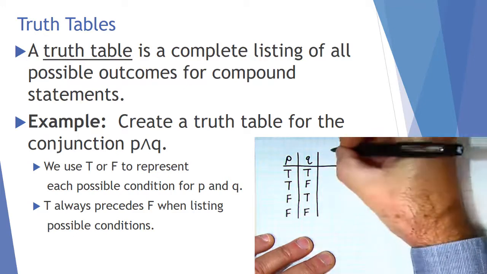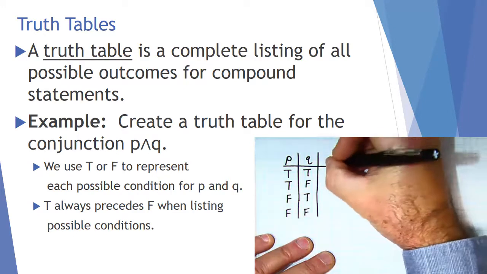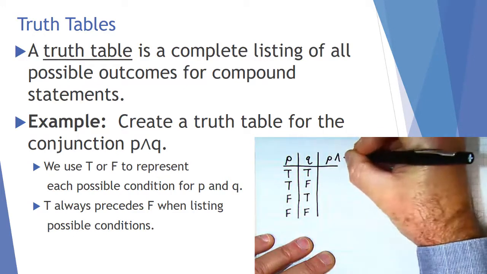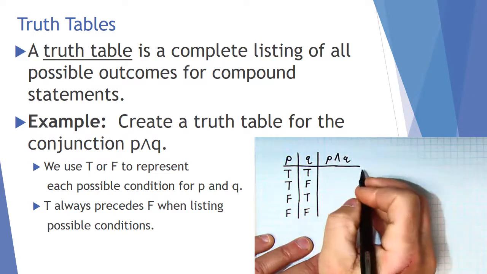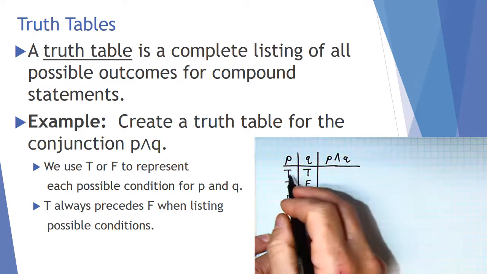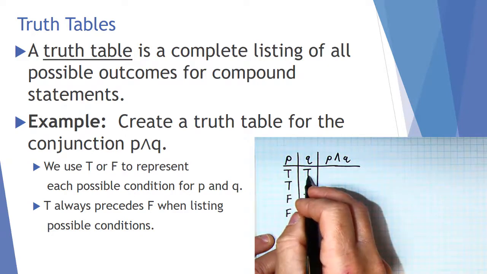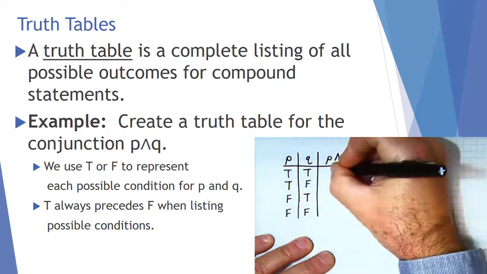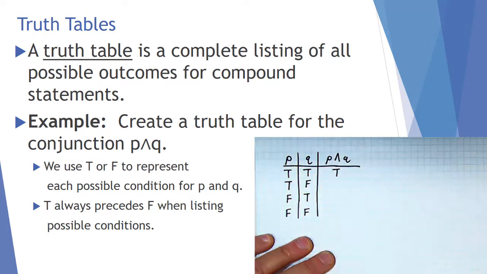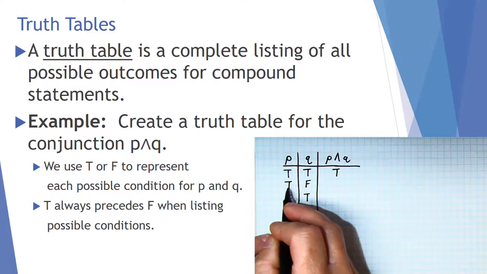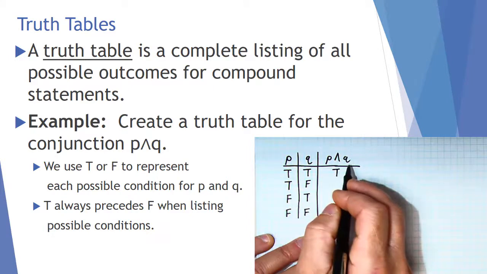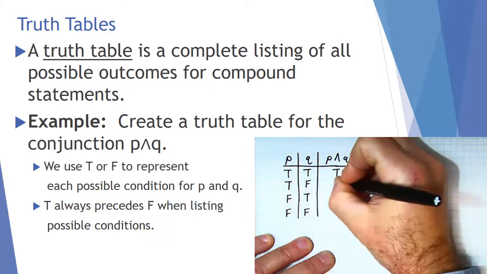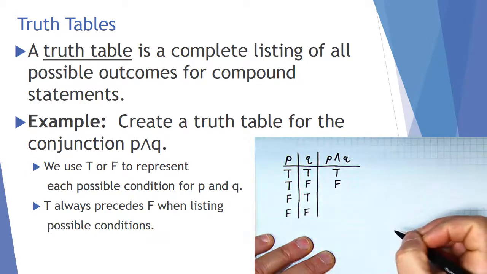Now, our last column is going to be the conjunction P and Q. The conjunction P and Q is true only when P is true and Q is true. In our top row, P is true and Q is true, and therefore the conjunction P and Q is true. For our second row, P is true, but Q is false. But for the conjunction, they both need to be true, and they're not, and so the outcome there is false.